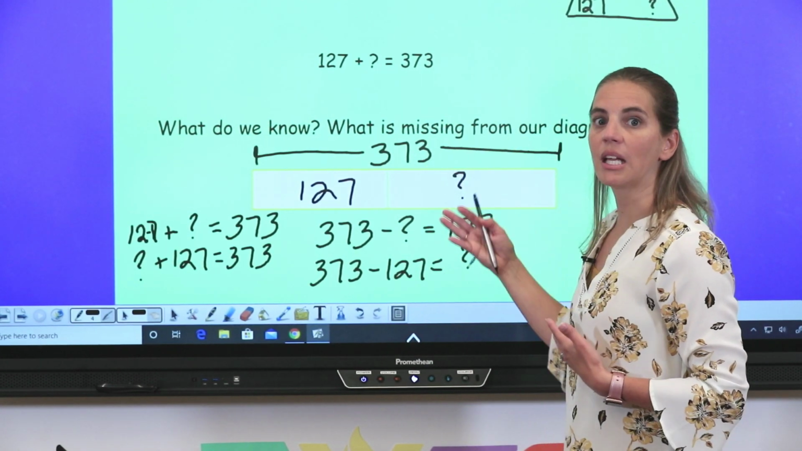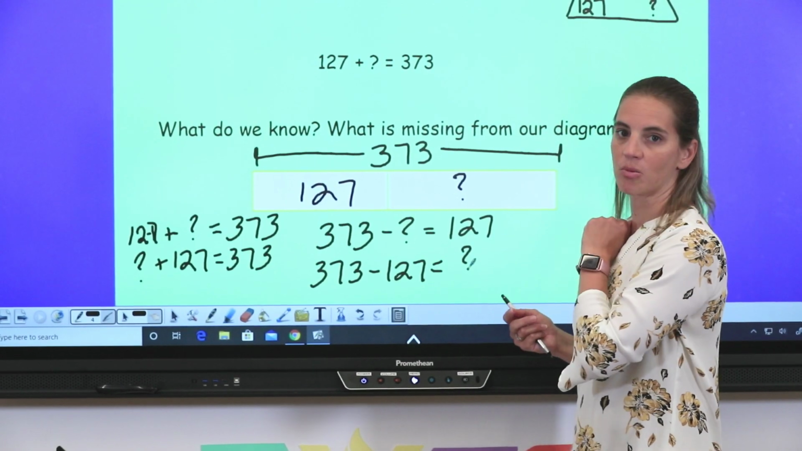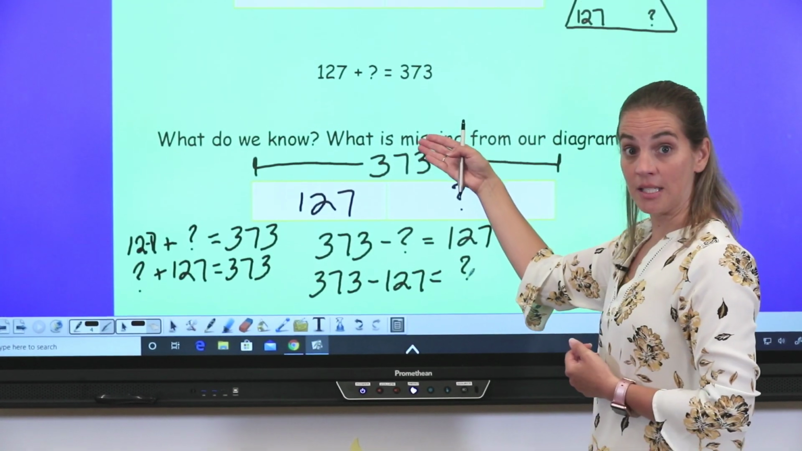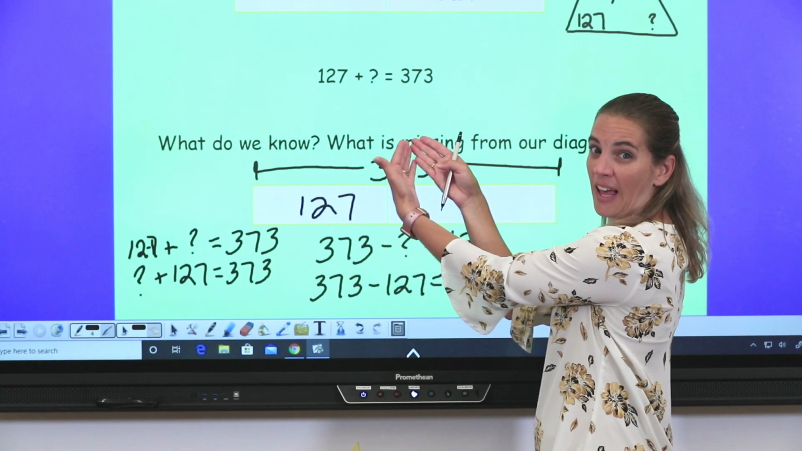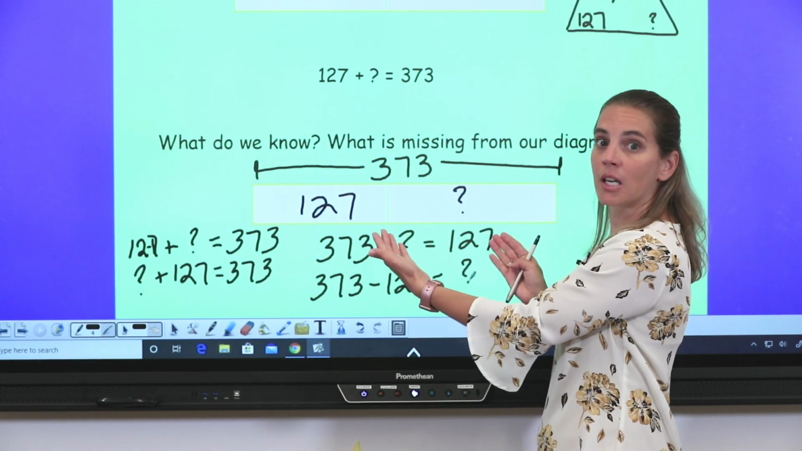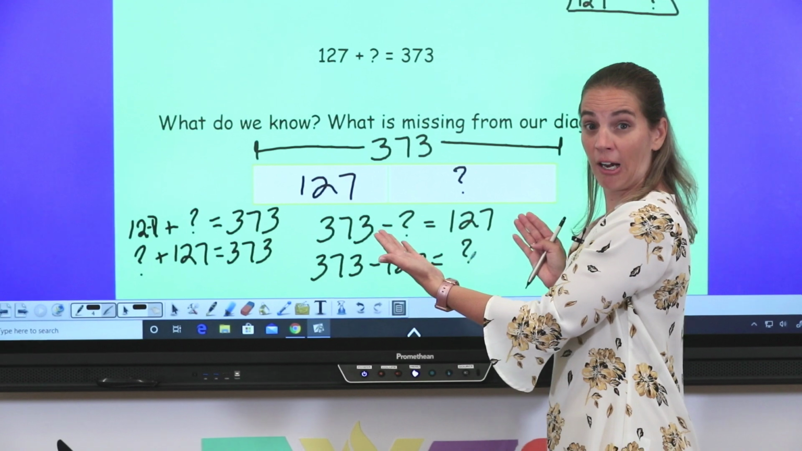Well, we're not going to take the time to solve that problem today, but that's how we would go about doing it if we got into a situation where one of our parts was missing. If our whole is missing, we just need to add the two parts to find that out. But if you have a part missing, then we've got a subtraction problem. And we're going to have to figure out how to solve that.